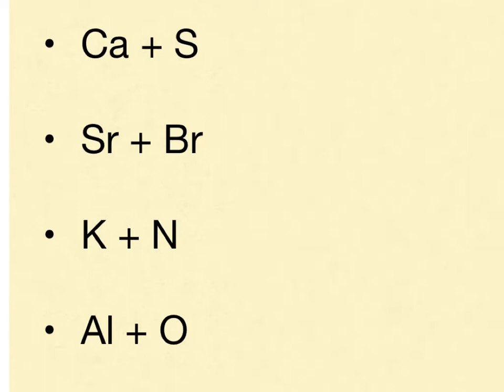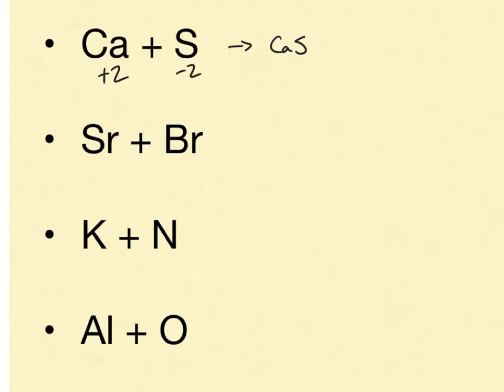Using your periodic table, identify the charge that this first combination of atoms would incur. In other words, what charge would calcium have and what charge would sulfur have? Calcium would be a +2 and sulfur would be a -2. And since they're equal but opposite, they simply combine one of each to make the compound CaS.